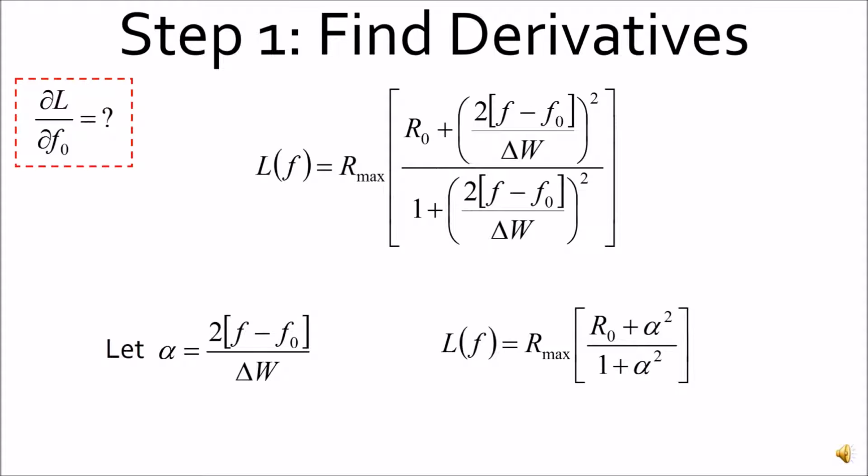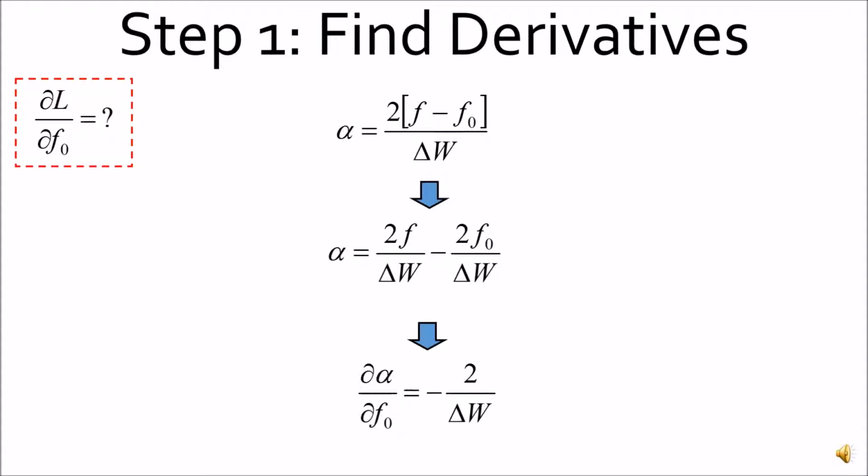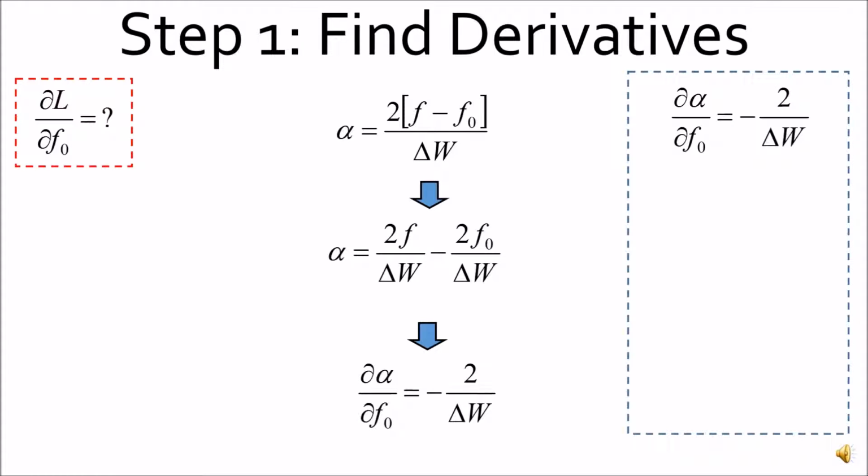And then in that case, our Lorentzian function just reduces to the following, which is r max multiplied by r0 plus alpha squared divided by 1 plus alpha squared. Okay, so we have alpha, and we're just going to apply the chain rule. To do that, we're going to first separate out these two fractions and find the derivative of alpha with respect to f0. The left fraction is just a constant. We drop the f0, and the derivative of alpha with respect to f0 is negative 2 over delta w. We'll put that into this box here because we're going to use that later.